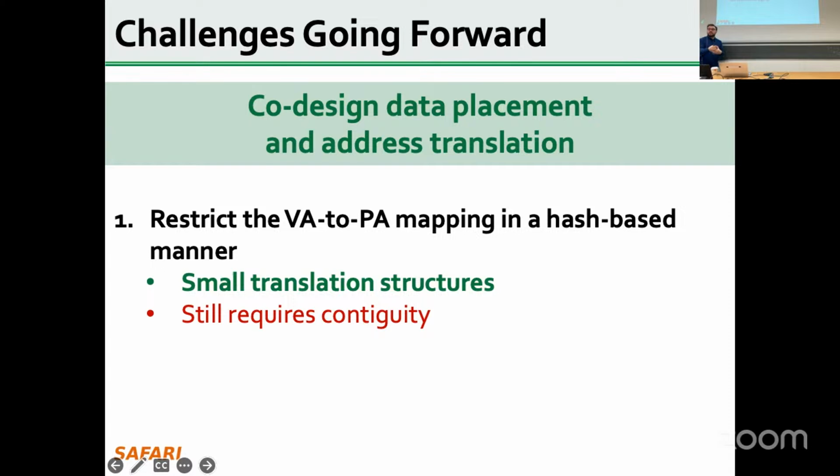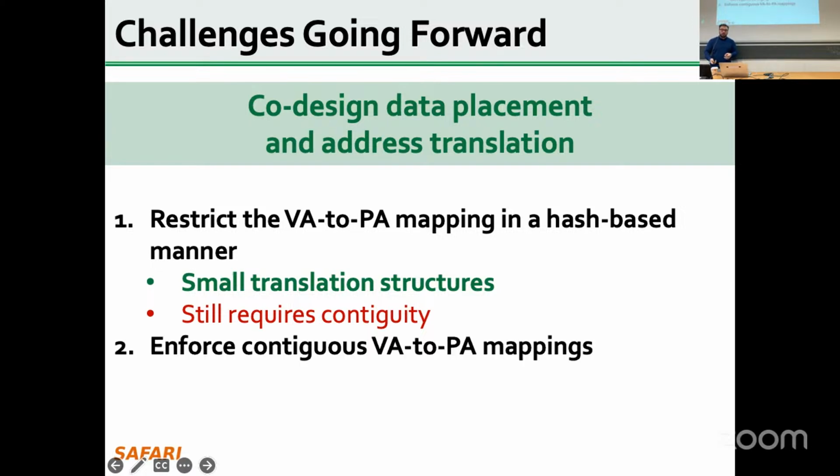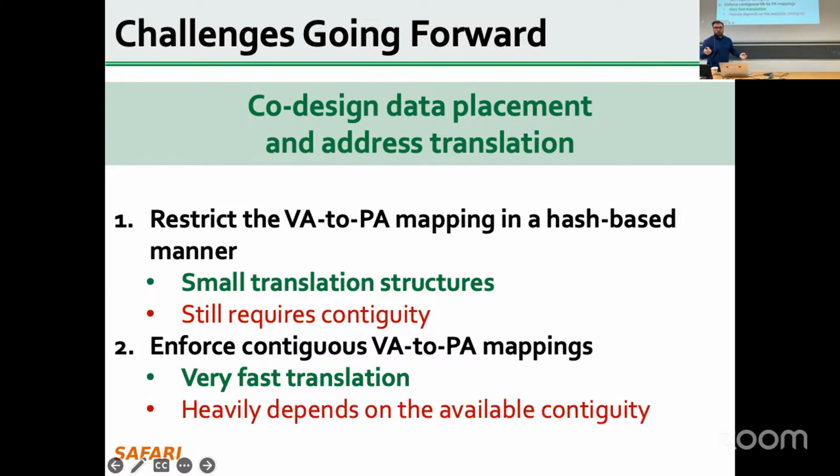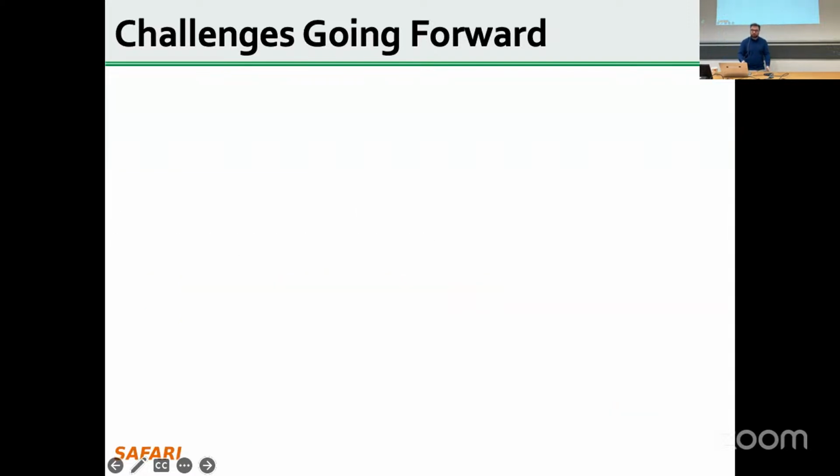And we need to size it. We need to choose a size for it. We need to migrate data. And this is something that we want to avoid ideally. We can enforce though contiguous virtual to physical address mappings. This way we can do very fast translation because we enforce the contiguity and we simply calculate the physical address with an offset. At what cost though? Because this heavily depends on the fragmentation in the system and the available contiguity. If we don't have contiguity, this cannot be enabled at all, right?